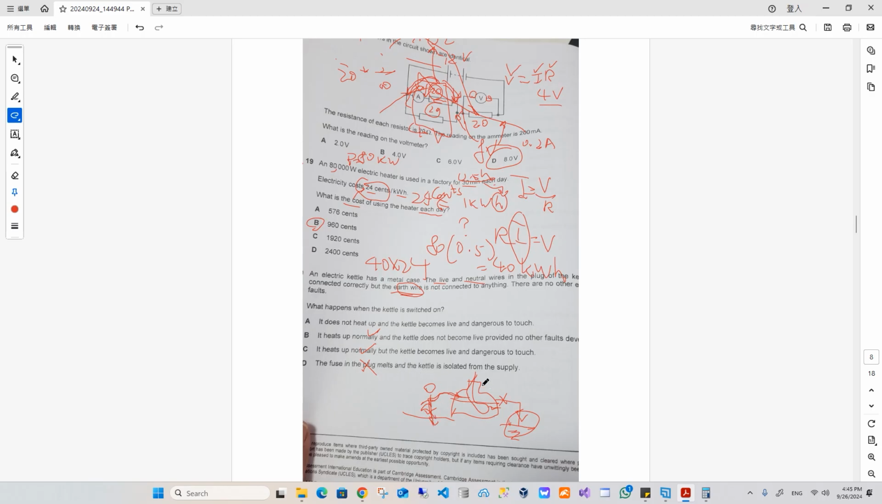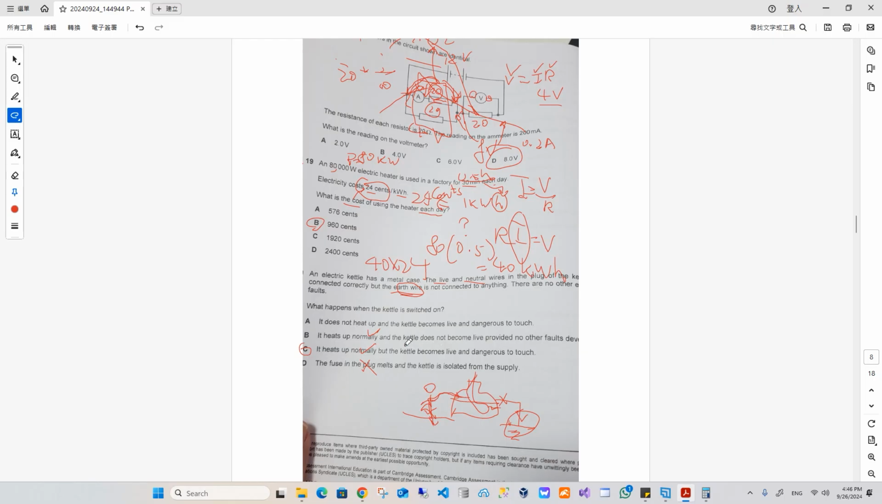Okay, so this is not the one. It will heat up normally, and the kettle does not become live, provide no other fault, but the kettle becomes live and dangerous to touch. So the best answer would be C, because they're not supposed to touch. But the point is, what if the water inside somehow conducts electricity to the outer surface of the kettle, and what if there's no insulation, all these things. So answer C should be the one, because the kettle does not become live.